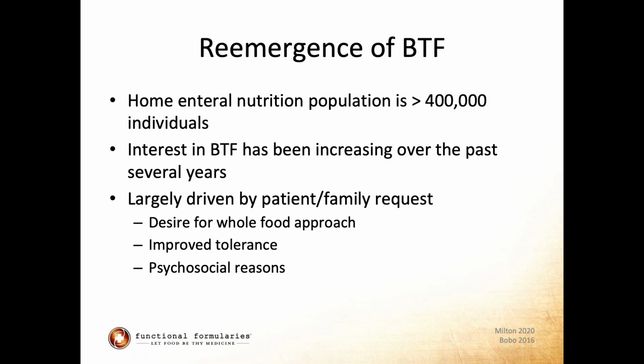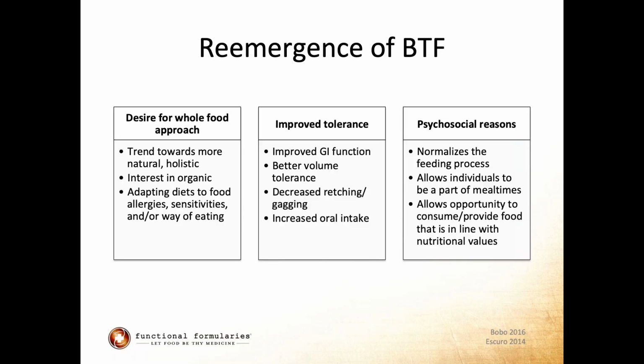So several studies have cited the increased interest in using blenderized tube feeding over the last several years, largely driven by the patient and/or family's request for such a regimen. We're going to take a look on the following slide at why we're seeing this increased demand. So the first of which is that the population has a desire for a whole food diet approach, even those on feeding tubes, right? So there definitely is a trend towards more natural, holistic ways of getting nutrition, even for those that can't consume anything by mouth.